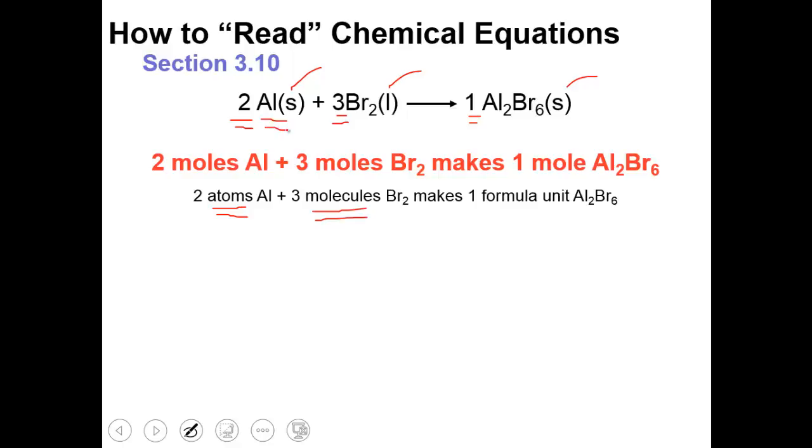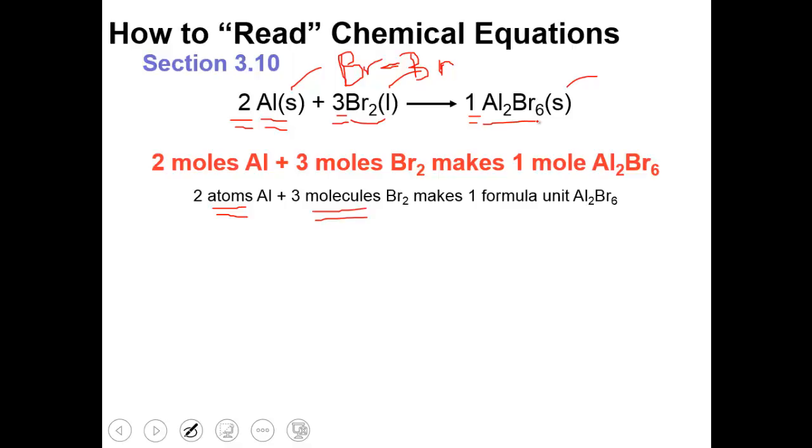The aluminum is an element, and so the smallest indivisible unit of an element is an atom. Br2, there are 2 bromines bonded together. So it is not one element all by itself. It's a molecule. The smallest individual unit is called a molecule, not an atom. An atom is all by itself.